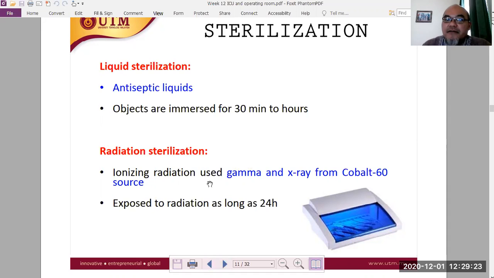Of course, the good thing about radiation sterilization is that it does not need any antiseptic, and does not need any very high temperature or very high pressure. But of course, you need a radioactive element.